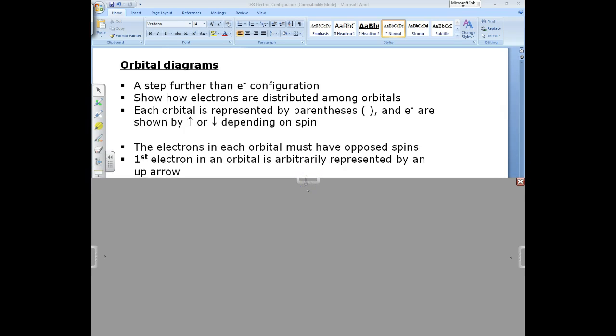The first electron in an orbital is arbitrarily represented by an up arrow. Arbitrarily means that there's no real reason why. We just wanted them all to look the same and have an organized way to go about it. So we just said, hey, let's let the first one be an up arrow always. And everybody else said, okay. So that's what we do.